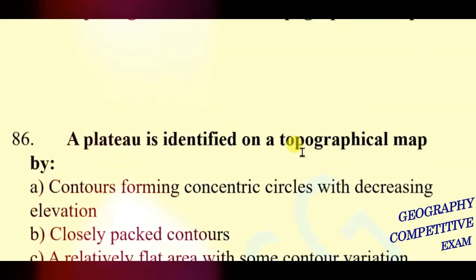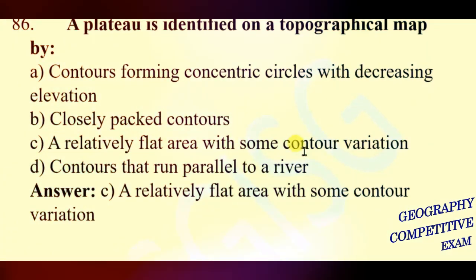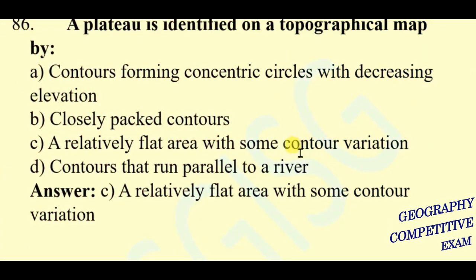Geomorphological features on topographical maps. A plateau is identified on a topographical map by contours forming concentric circles with a decreasing elevation, closely packed contours, a relatively flat area with some contour variation, contours that run parallel to a river. Here the right answer will be a relatively flat area with some contour variation.